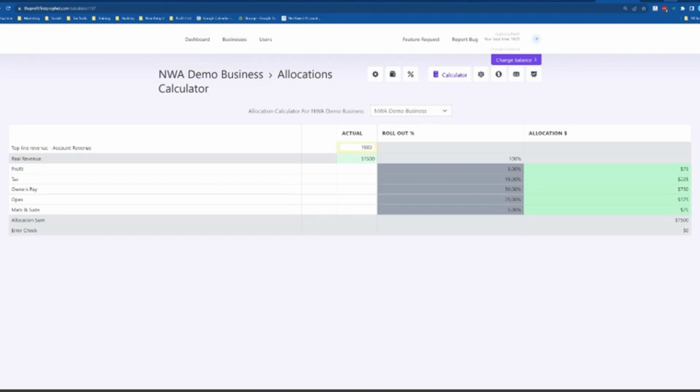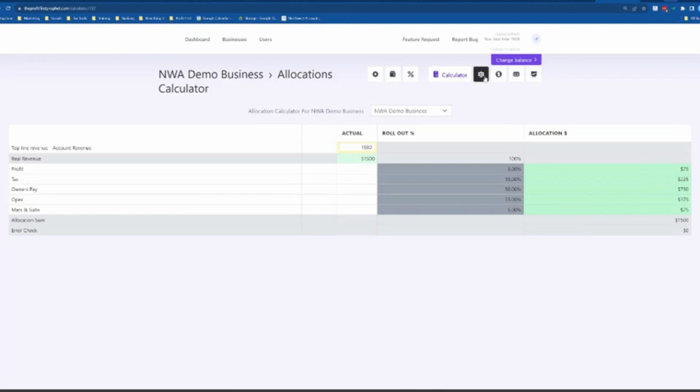So if we were working on these standard percentages here, and receive $1,500 in the bank account, we would do a deposit into our profit bank account of $75. We would do a deposit into our tax bank account of $225, owner's pay of $750, OPEX of $375, and then materials and subs $75 to pay for materials or for your contractors. So I'll run through some of those terms in a little bit.